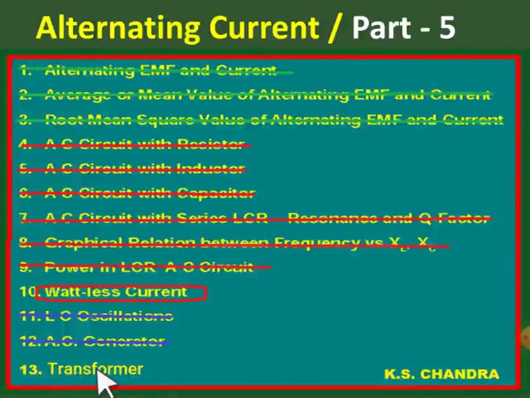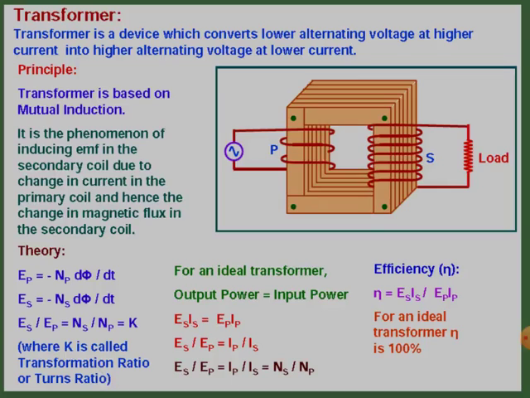So we will try to do the transformer in detail: its principle, the components required, then construction, working and all. So what is meant by a transformer? A transformer is an electrical device which converts lower alternating voltage at higher current into higher alternating voltage at lower current, and vice versa. Vice versa means it can be just the opposite, that is, converting from higher alternating voltage at lower current to lower alternating voltage at higher current.